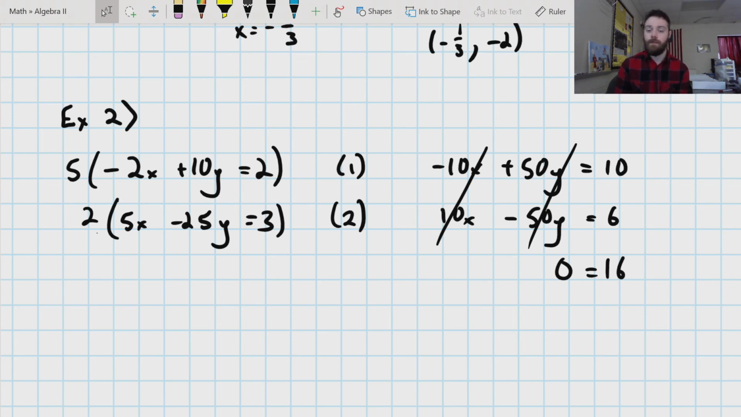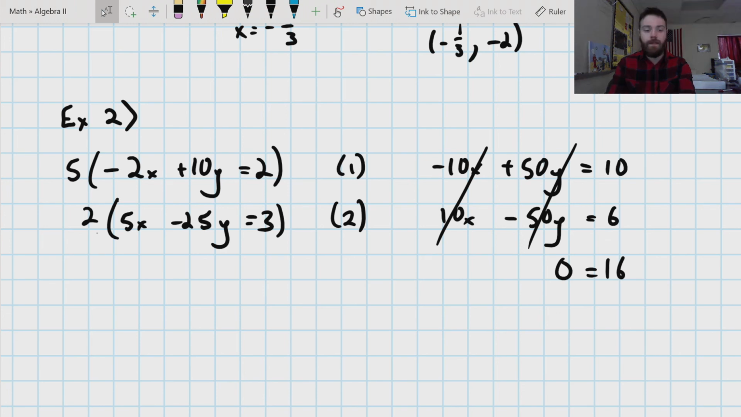So this false statement, 0 does not equal 16, so even though it's claiming 0 equals 16, what it's meaning is that these two lines do not intersect. And the only way that two lines in Euclidean geometry cannot intersect is if they are parallel. So let's graph these two in GeoGebra.